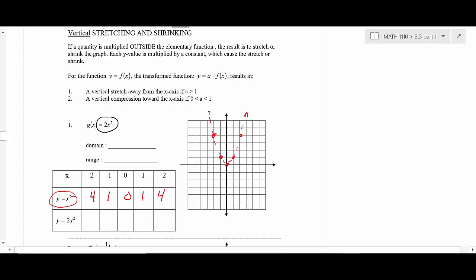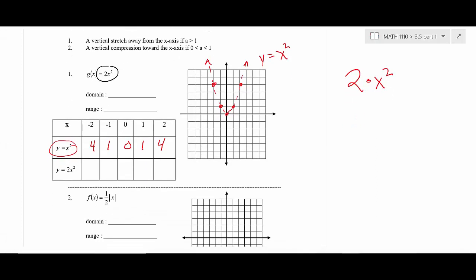Okay, that's our elementary function y equals x squared. Now see what this problem says is it says 2 times x squared. What it's doing, and this is a worthwhile note to write to yourself, is that 2 is multiplying all of the y values by 2. It's doubling the y values. So that's what I'm going to do, and I'm going to do this in my head.